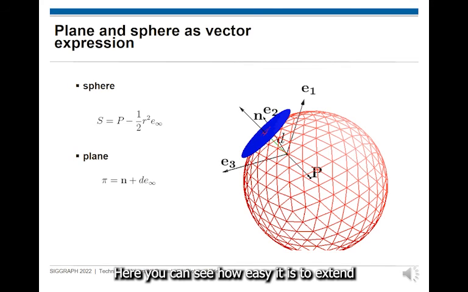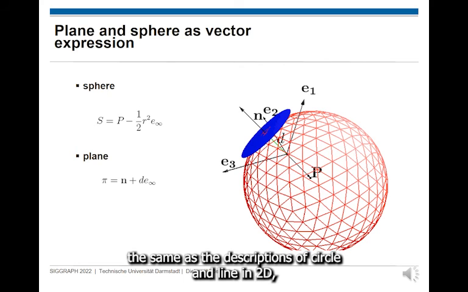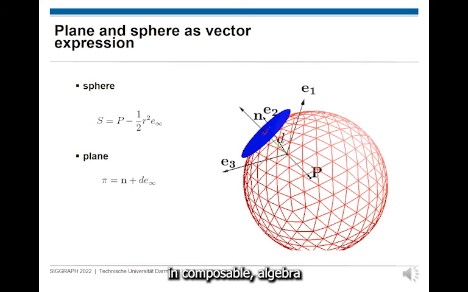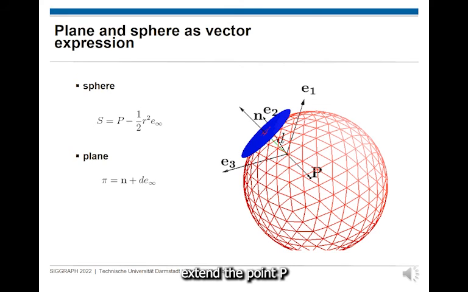Here you can see how easy it is to extend geometric objects from 2D to 3D. The expressions for a sphere and for a plane are in principle the same as the descriptions of circle and line in 2D in compass ruler algebra. And in principle, a plane is one specific sphere. It is a sphere with infinite radius, and you can imagine that if you look at the picture on the right and extend the point P to infinity and adapt the radius accordingly, at the end the result is the blue plane.